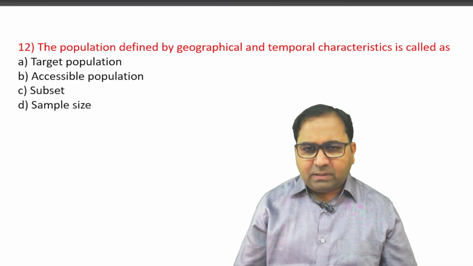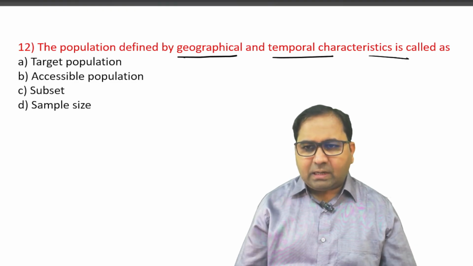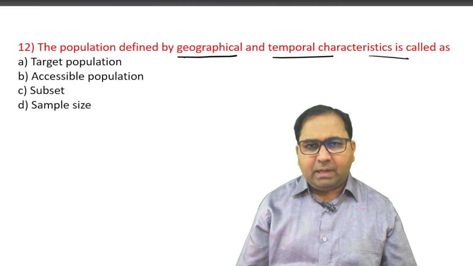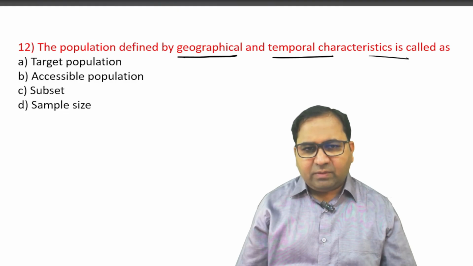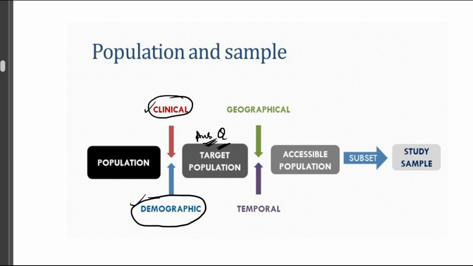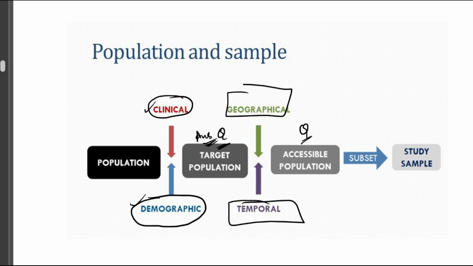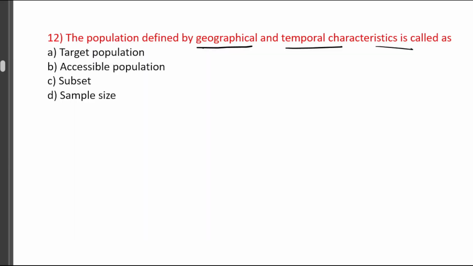Next question. The population defined by geographical and temporal characteristics is called what? The options are again the same. A. Target population, B. Accessible population, C. Subset, or D. Sample size. So what is the answer for this question? Let us see the chart again. They have asked that the population which is defined by geographical and temporal characteristics is called accessible population. Okay, geographical and temporal characteristics is called accessible population. So we got the answer over here.